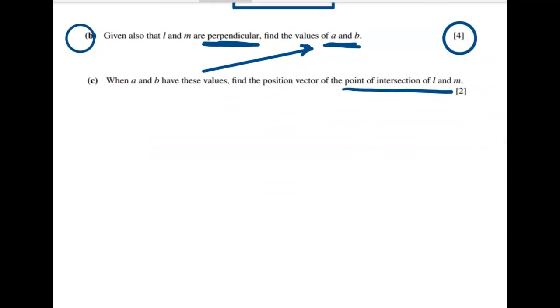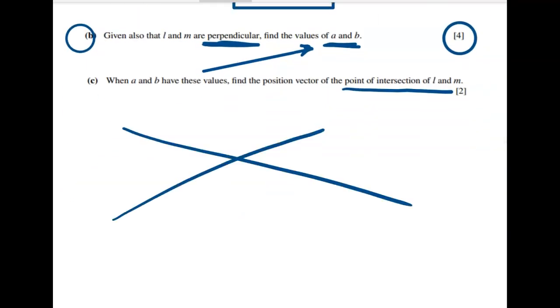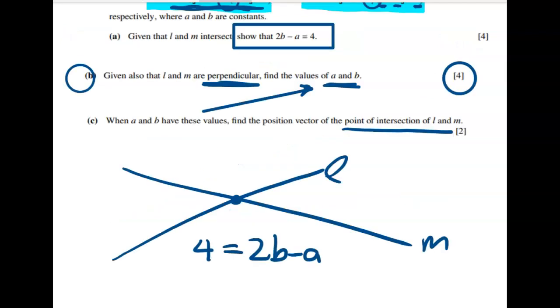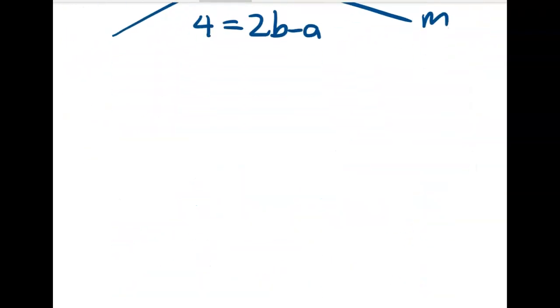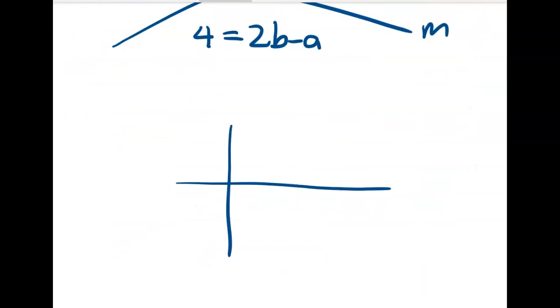So you can think of this question as going like this. In the first part, we've got 2 lines, line L and line M. We have to show that if they're going to intersect, the relationship between A and B has got to be 4 is equal to 2B minus A. And then in the second part, we're told that not just do they intersect, but that where they intersect, the angle formed is a right angle.